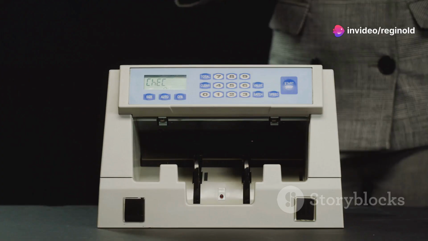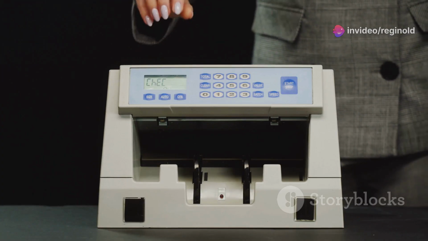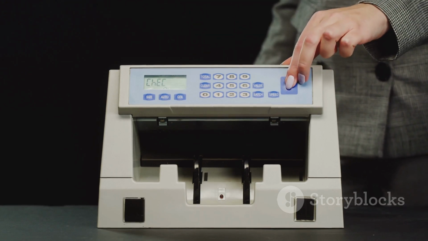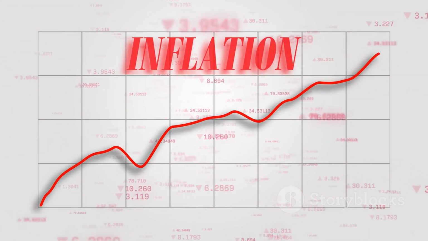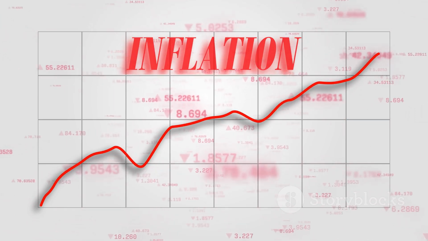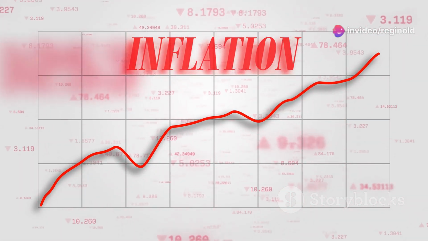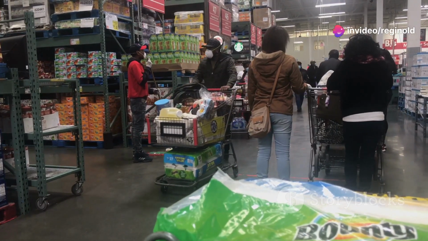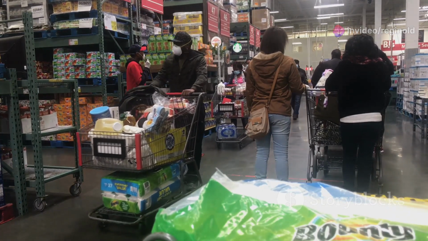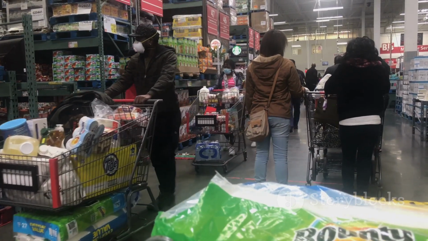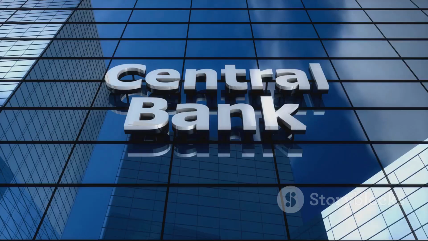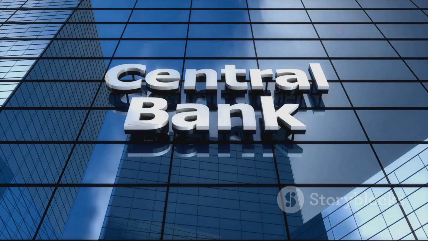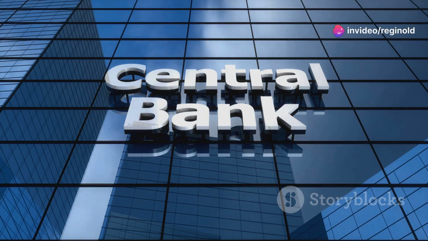As the price level rises, each unit of currency buys fewer goods and services, effectively reducing the purchasing power of money. One of the primary causes of inflation is an increase in the money supply. When the money supply grows faster than the rate of economic growth, it can lead to inflationary pressures. This occurs because there is more money in circulation chasing the same amount of goods and services, driving up demand and subsequently prices.